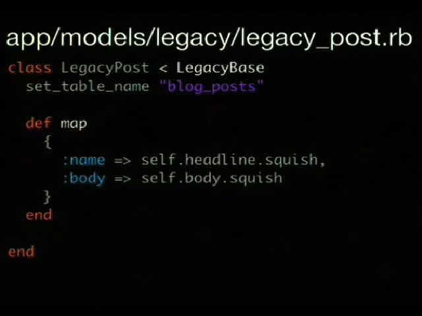And then the important thing here is we're defining a map method, which basically is just a hash that has essentially the new fields we want to save to, and then the old values from our legacy data. So in this example, we're grabbing the old headline, we're squishing it, and we're also grabbing the body and doing the same thing. So this is a really simple example, just sort of saying, okay, field A is going to be field B or C in the new app. But you can easily build on this.